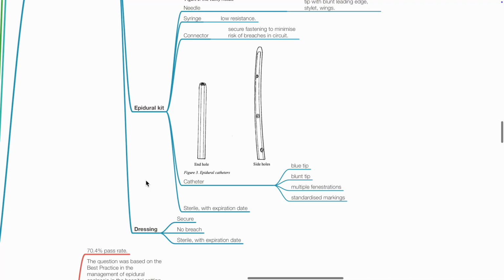The catheter should have a blue blunt tip with multiple fenestrations and standardized markings. The epidural kit should be sterile with expiration date. Dressing should be secure with no breaches and sterile with expiration date.